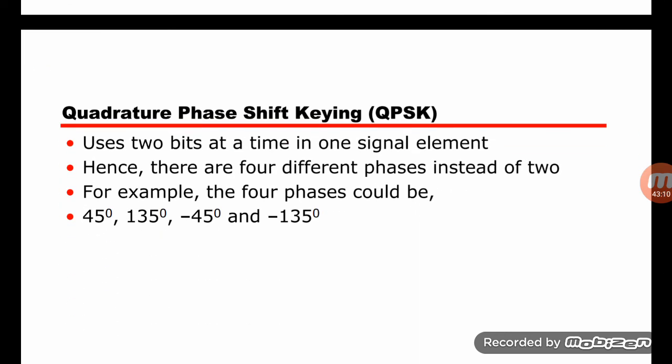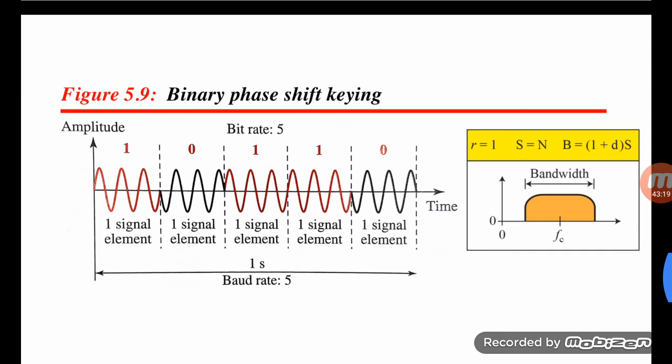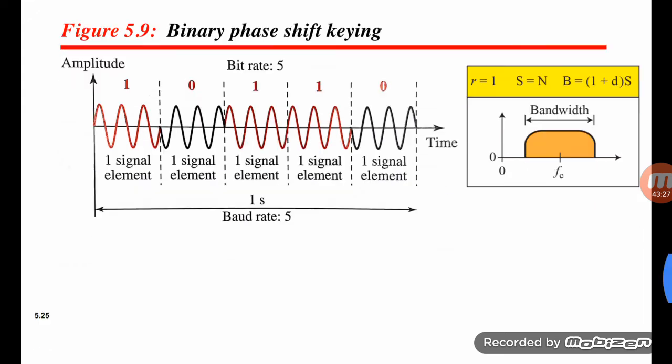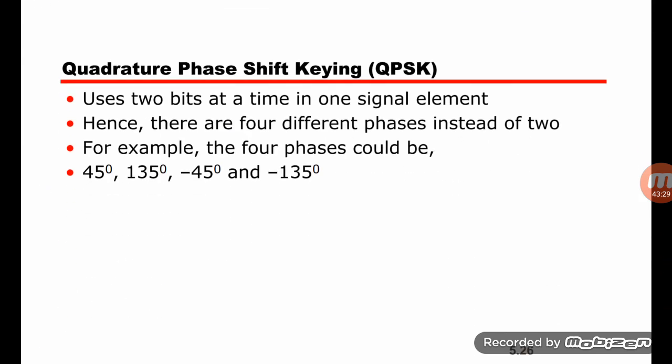Now there is something called quadrature phase shift. The one that we just talked about is binary phase shift. In short, it is also called BPSK, binary phase shift keying. If you have ASK which is binary, you can also call it BASK. Or for frequency, it is BFSK. So whenever there is binary, it is supposed to be one bit at a time.